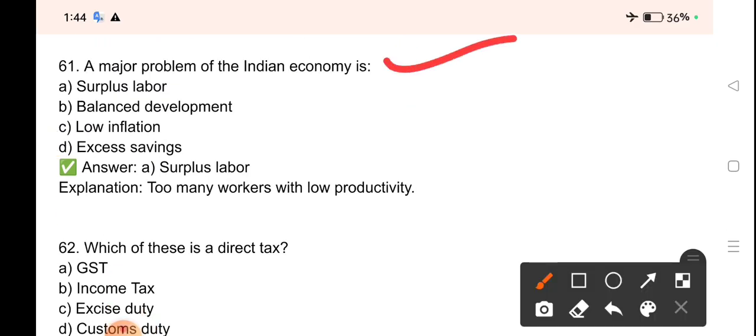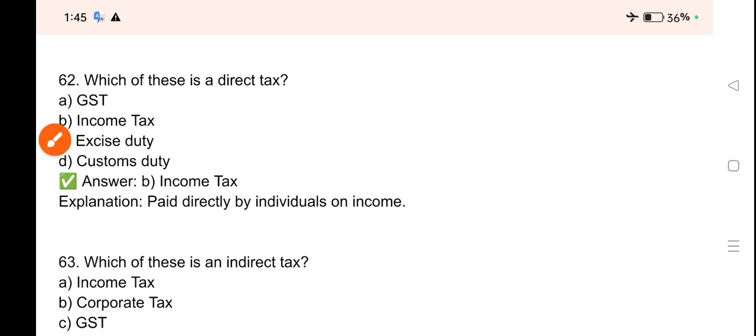A major problem of the Indian economy is surplus labor, balanced development, inflation, or savings? Surplus labor. Surplus labor is a major problem of the Indian economy. Too many workers with low productivity.